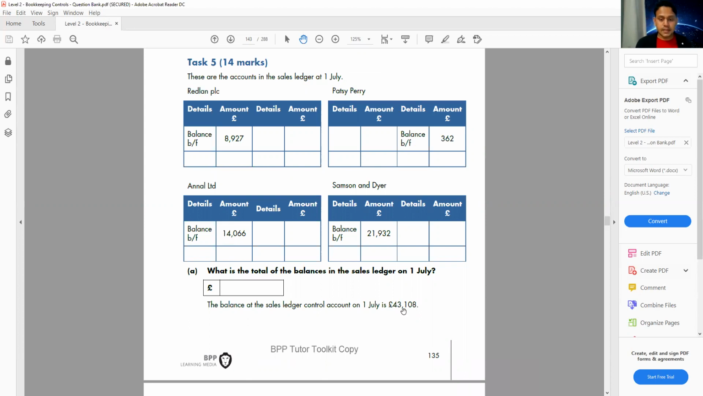For all these customers we can see we are expecting money from them, because the balance is on the debit side. But this one is on the credit side. So that means we are not expecting any money from Patsy Perry. We have to pay him back, maybe because he overpaid or maybe he returned something to me, so I have to pay the money back. So basically we're going to do this plus this minus this. That will give me how much is the outstanding balance. They asked, what is the total of the balances in the sales ledger? So we add all the debit balances and minus the credit balance to see how much is outstanding from our credit customers.